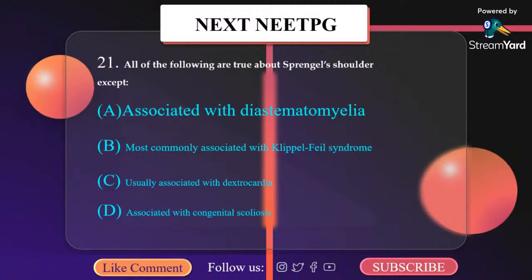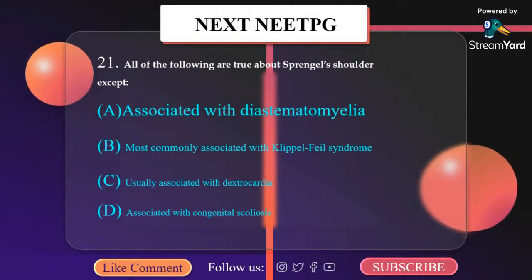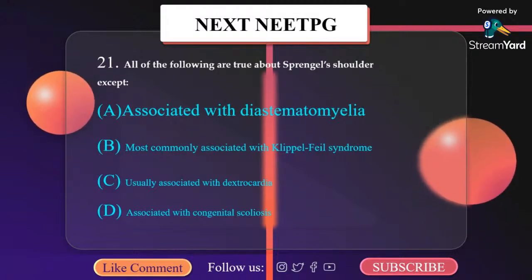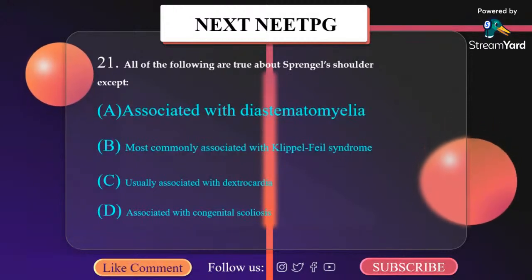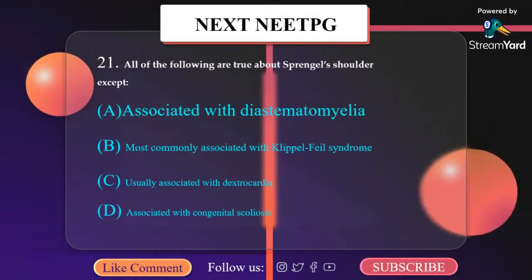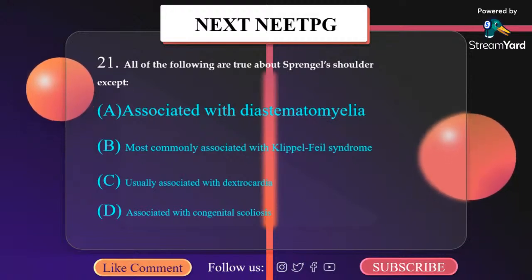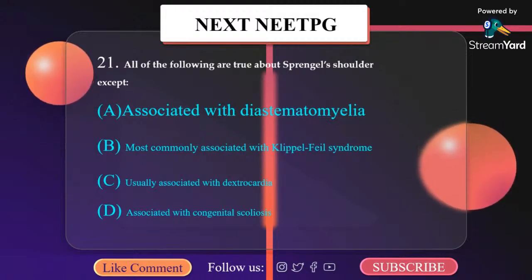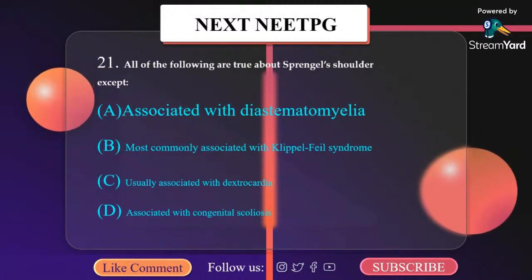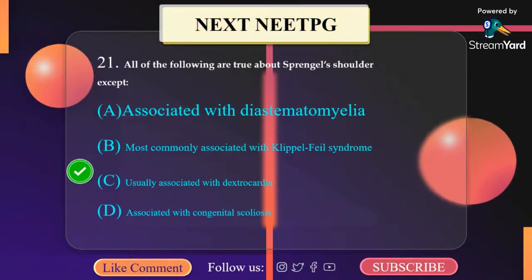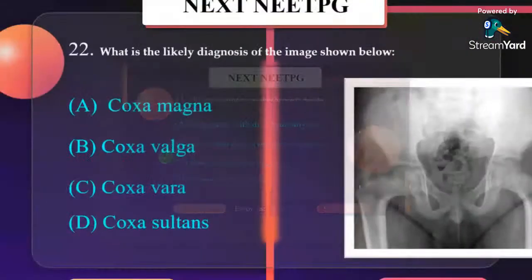Now, Sprengel deformity, that is elevation of scapula, is the most common congenital shoulder abnormality. It is usually noticed at birth, with asymmetry of shoulders with elevation and underdevelopment of the affected side. Scapula is abnormally small and too high, associated with hypoplasia or atrophy of regional muscles. Elevated scapula is usually noticeable with restriction in motion of scapula and glenohumeral joint. So the correct answer here is C, usually associated with dextrocardia.